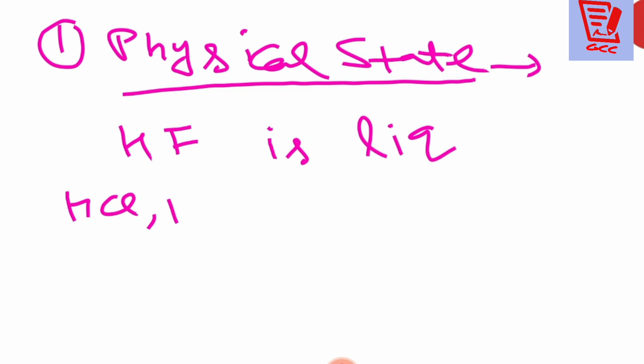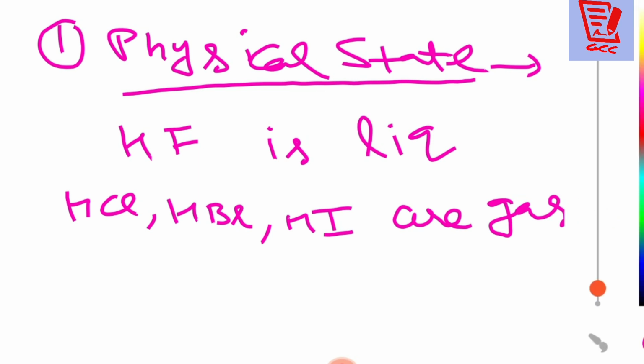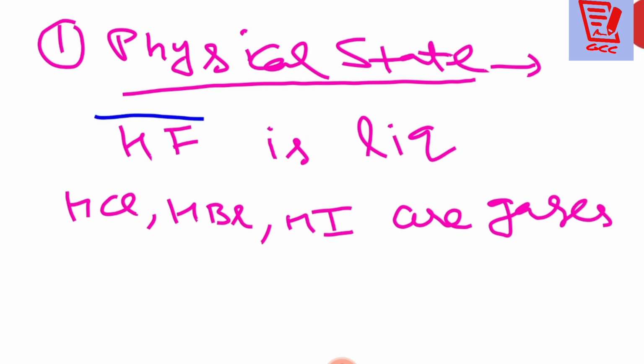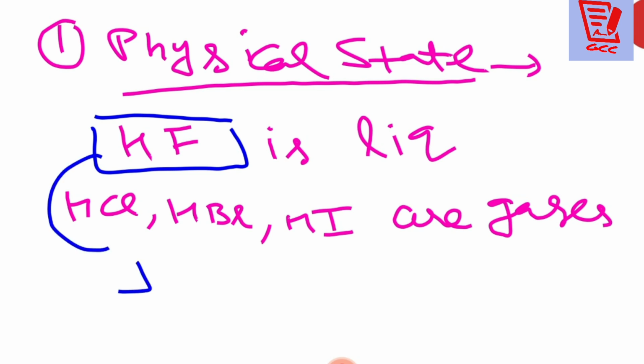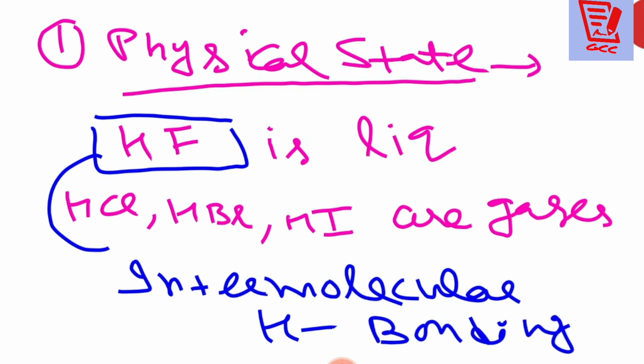But others, HCl, HBr, HI, they all are gases. What should be the reason behind it? Simply one reason is here, very, very simple, very easy: HF has intermolecular hydrogen bonding. In HF there is intermolecular hydrogen bonding, but in others this hydrogen bonding is not possible. That is why HF is a liquid, or you can say a boiling liquid.